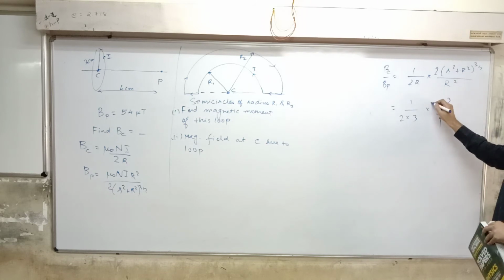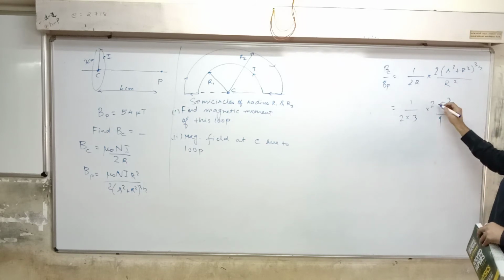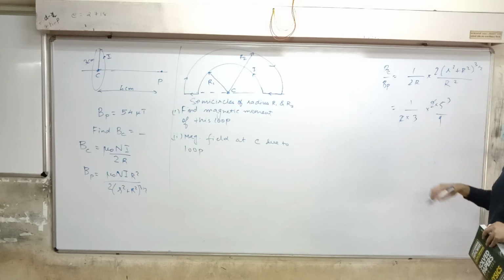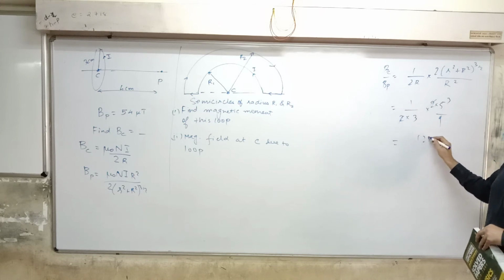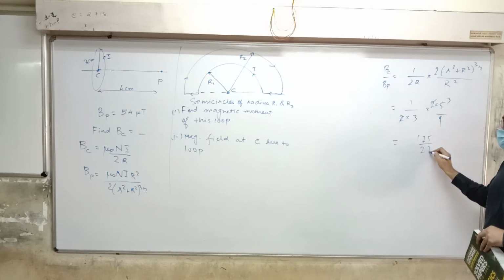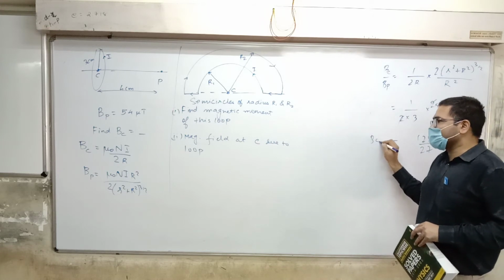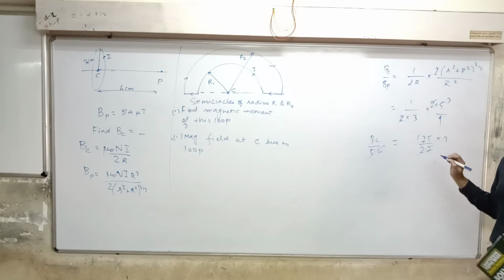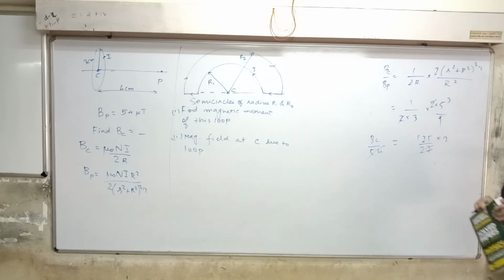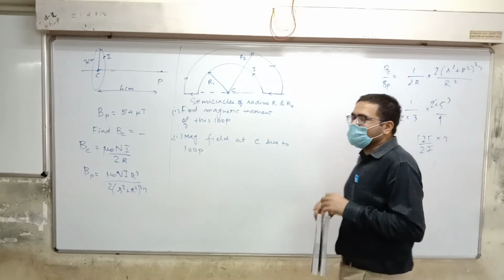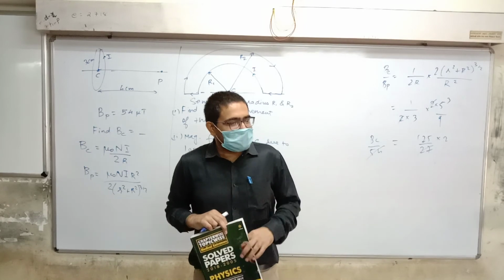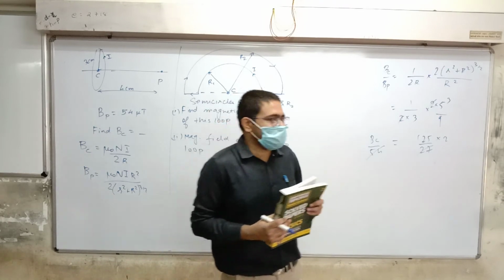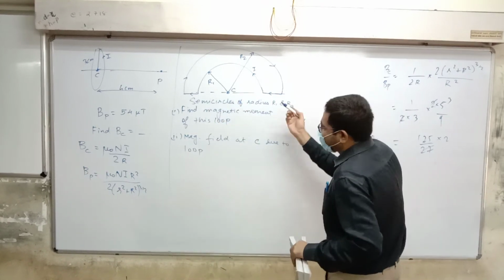Then 2 cancels. So the final answer is going to be 125 divided by 27. What is BC upon BP? 54, so cut this, and 2 comes here. You got the answer, 250 micro test. Clear? Okay, here's the next question.